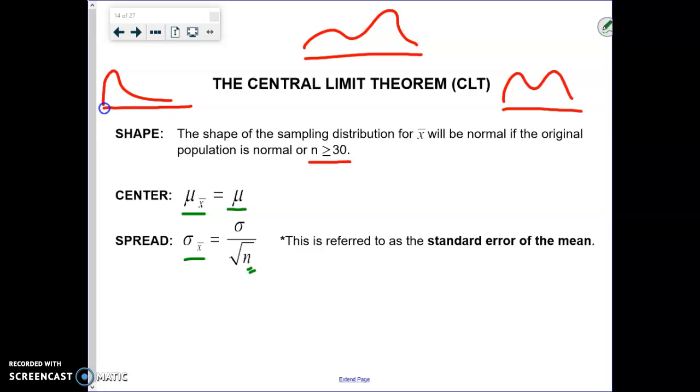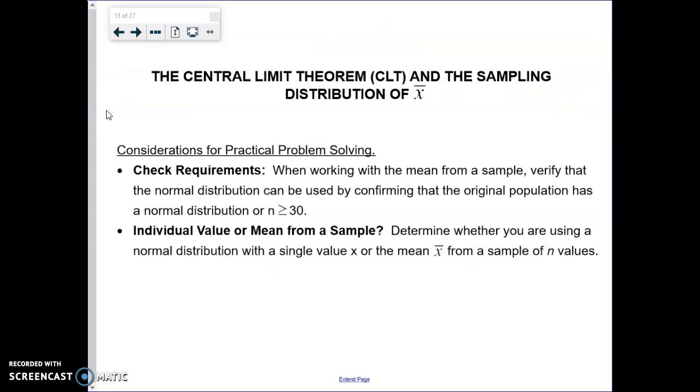So the standard deviation of the sample means equals the population standard deviation divided by the square root of the sample size. And we generally call this value the standard error of the mean. So if you hear me saying standard error, I'm referring to the standard deviation of our sampling distribution, this right here. So go ahead and read through this if you get the chance.